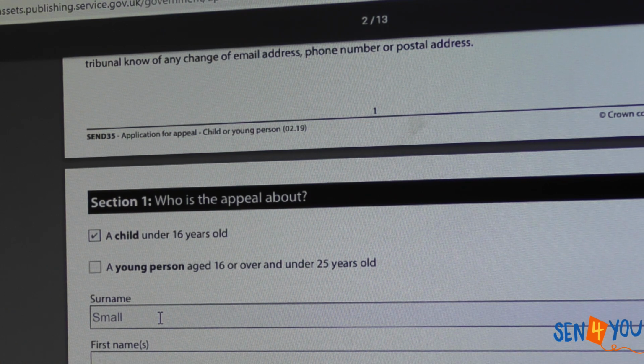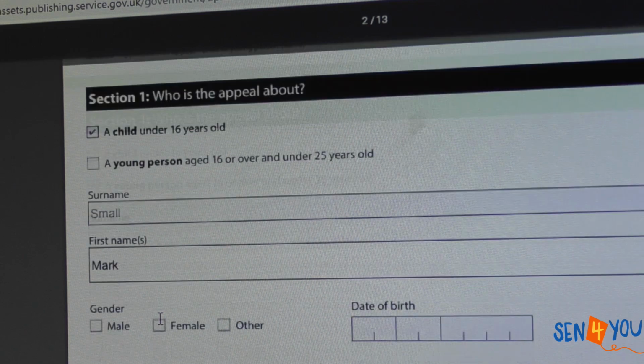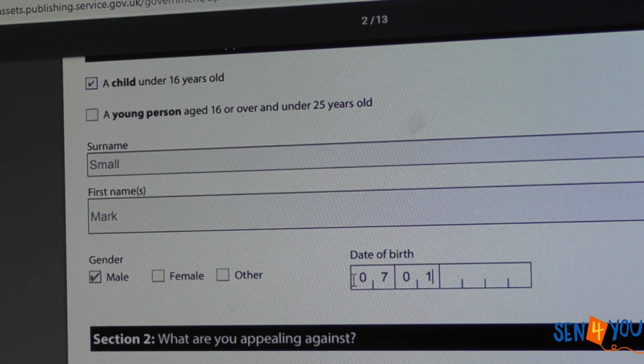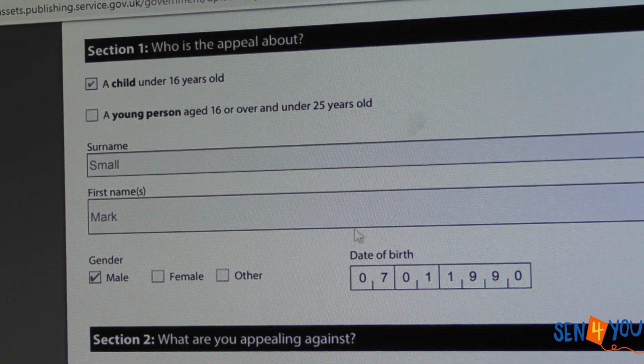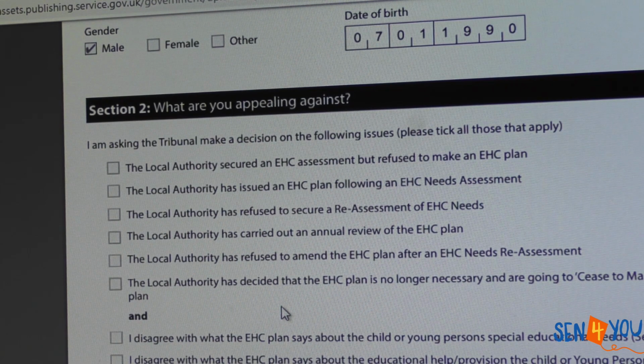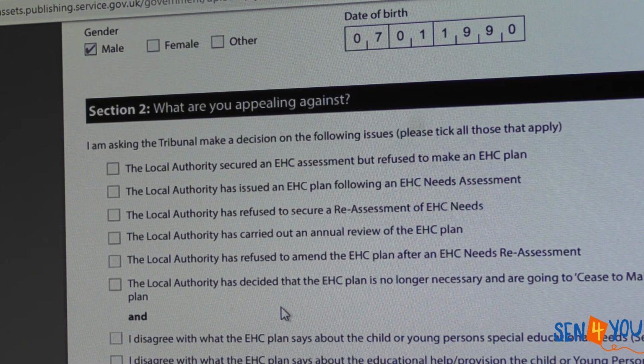We put our first name in there as well. Let's scroll that down. So you put your details in. I'm a male, and then we put in our date of birth, and then you identify here in section 2 what you're actually appealing against. So there's lots of different boxes.